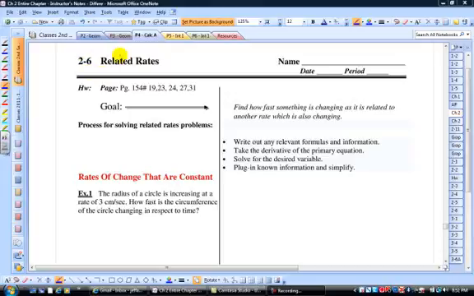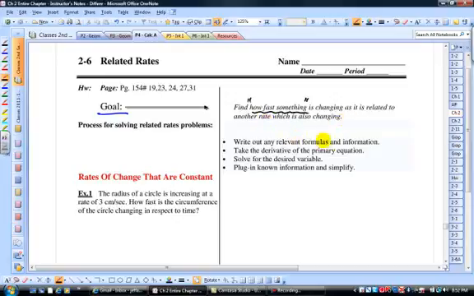And what we want to basically do is go over how to find how fast something is changing as it's related to another rate or speed which is also changing, hence the name related rates. So we're going to go through a variety of problems here, starting with something simple and graduating to more complicated ones, showing you how to find how fast something is changing as it relates to another rate or speed which is also changing.